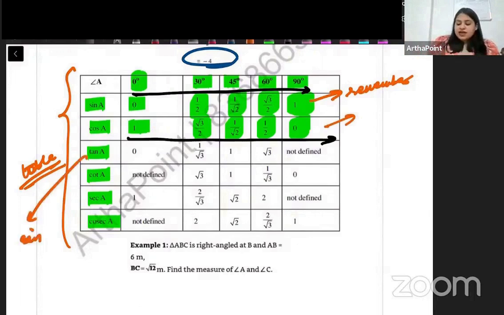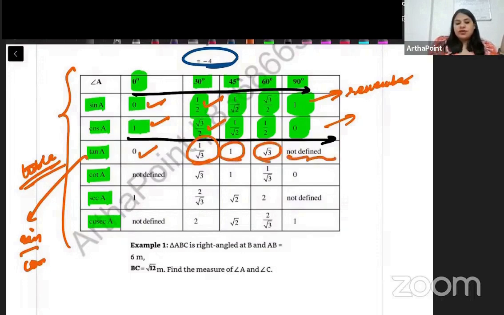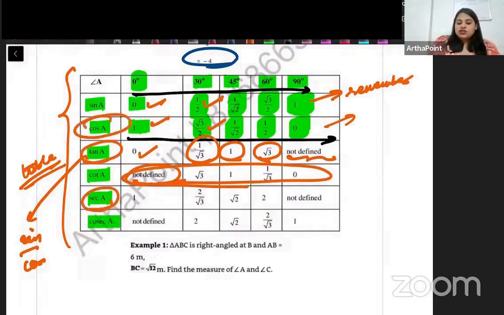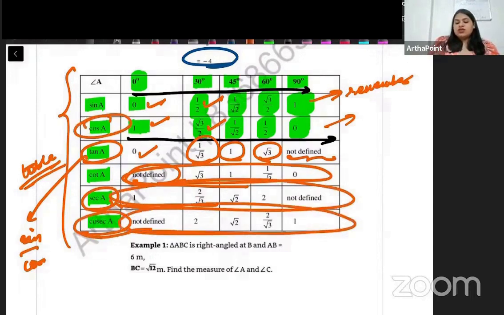Tan theta will be sin by cos. So 0 by 1, 0. 1/2 divided by √3/2, 1/√3, 1, √3, not defined. Cot theta will be reciprocal of tan theta. तो ये इसका reciprocal हो जाएगा. Sec theta will be reciprocal of cos theta. तो इसका reciprocal हो जाएगा. And cosec theta will be reciprocal. So ये इसका reciprocal हो जाएगा.